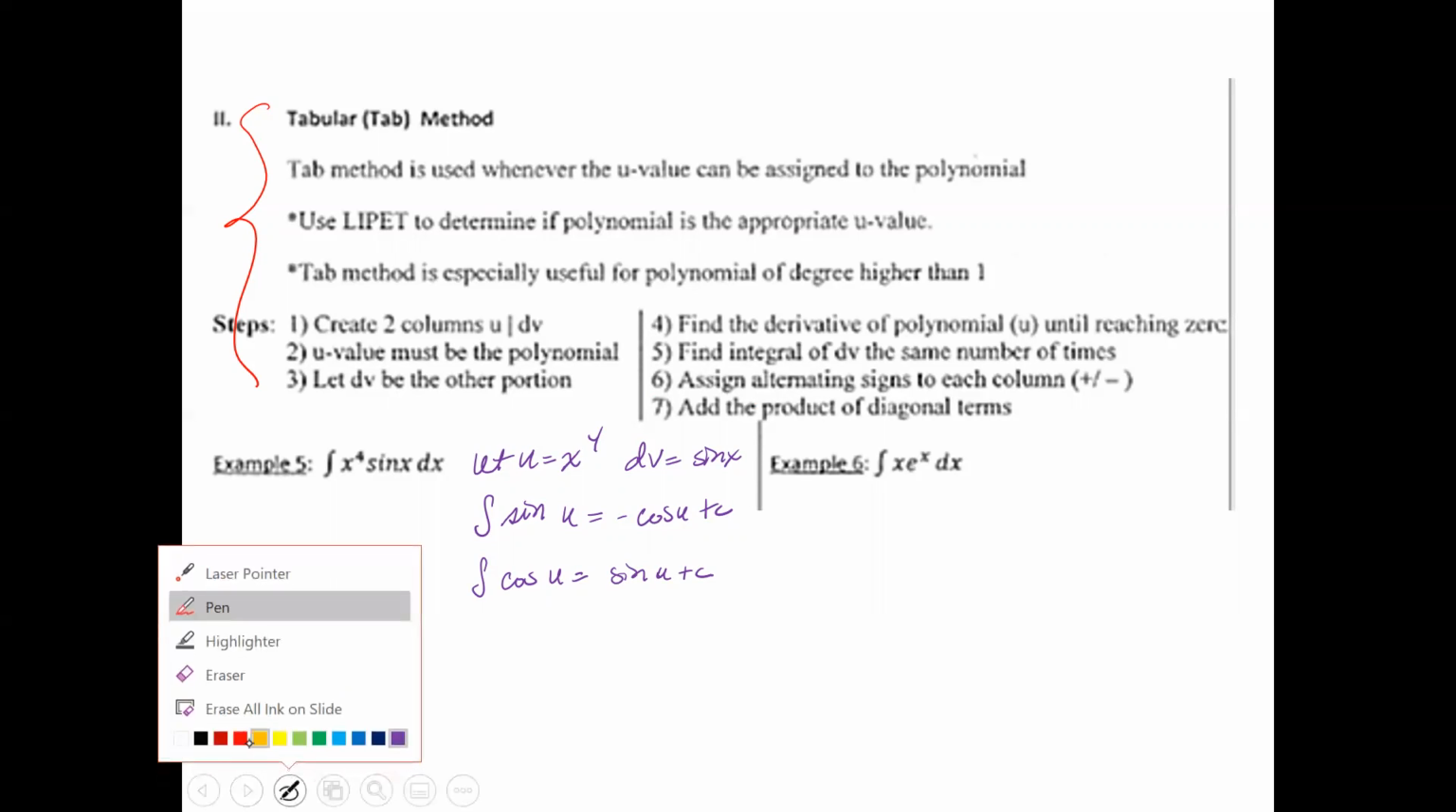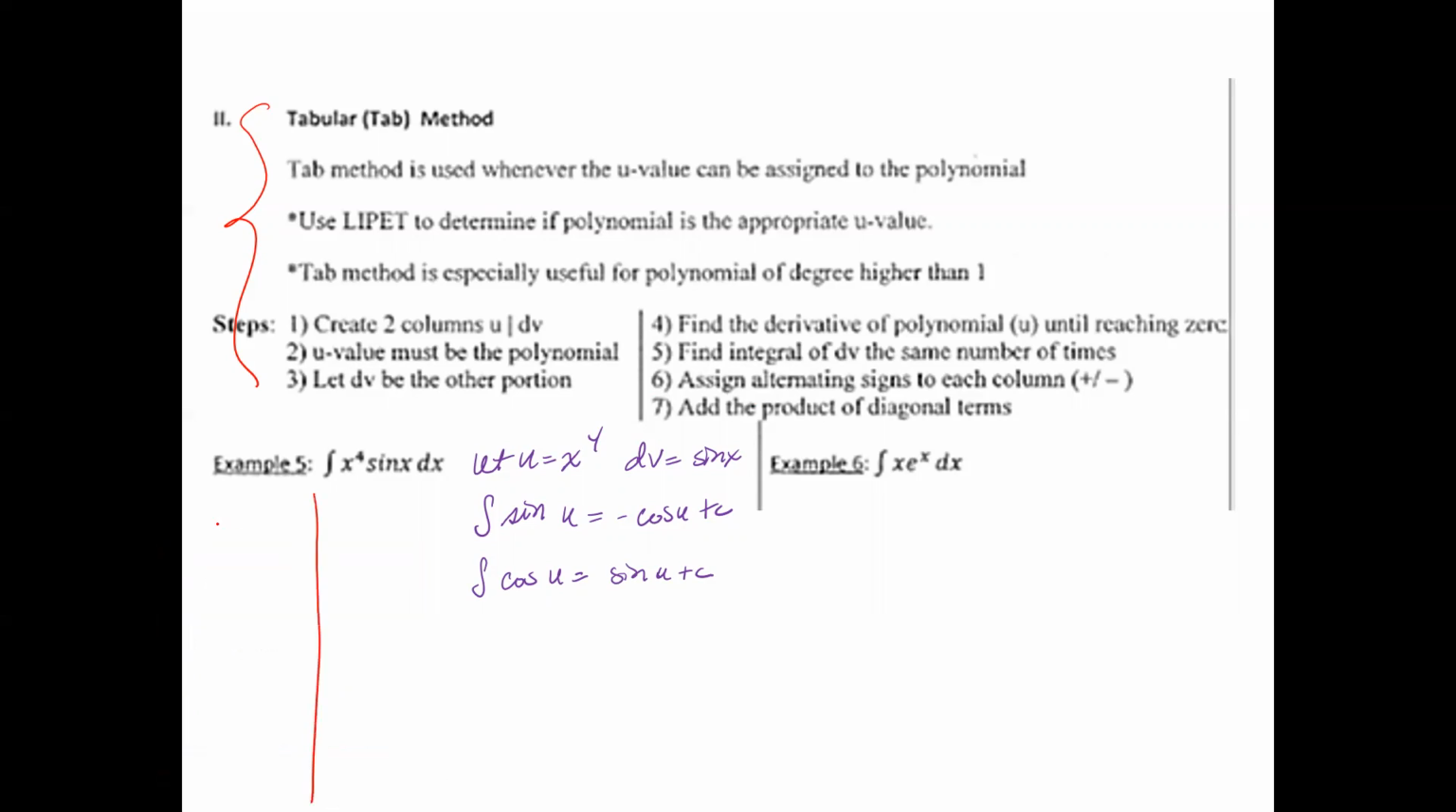So then let's go ahead and take a look at the tab method. So I'm going to create this part right here. We're going to have u on the left side, dv on the right side. And so then we're going to have a positive u, which is x to the fourth. I'm going to start off with that. Now I'm going to do the derivative of this, which is then going to become a negative 4x to the third. Derivative of this, you're going to change it to a positive 12x squared.